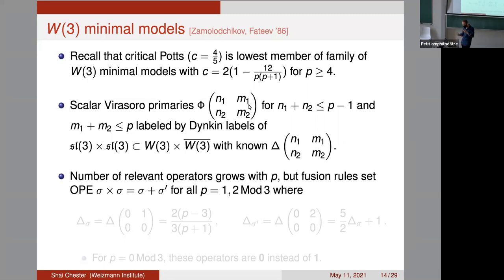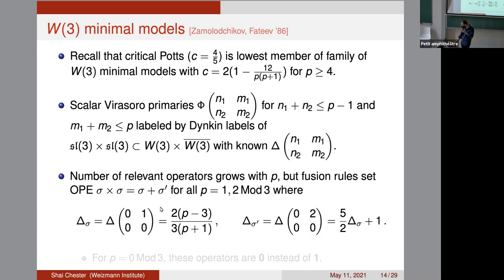An important fact relevant to us is that the number of relevant operators grows with p. Despite that, the fusion rules set the OPE of sigma cross sigma to only include sigma and sigma prime, as long as p equals 1, 2 mod 3. In particular, these are the exact values of sigma and sigma prime, which are defined as the lowest two relevant singlets, lowest two relevant charged operators. And they are related by this very simple linear relationship. So delta sigma prime is 5 over 2 delta sigma plus 1.